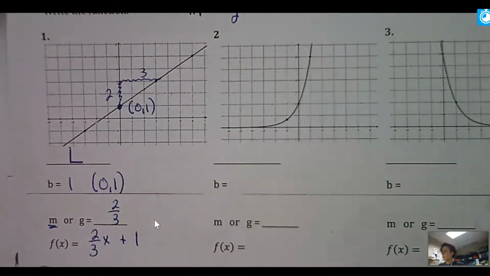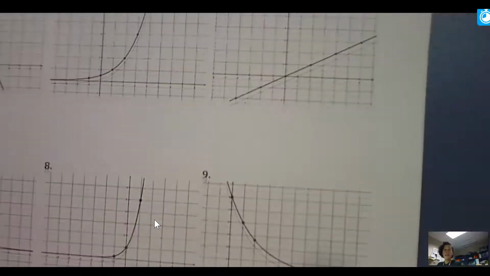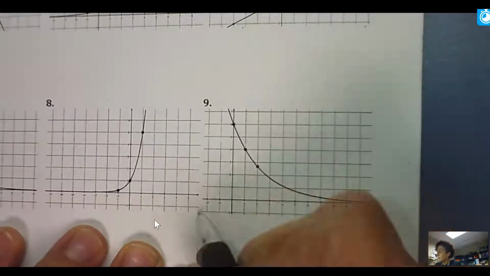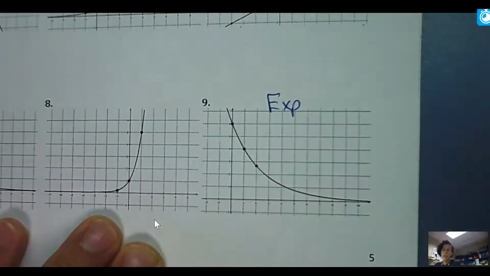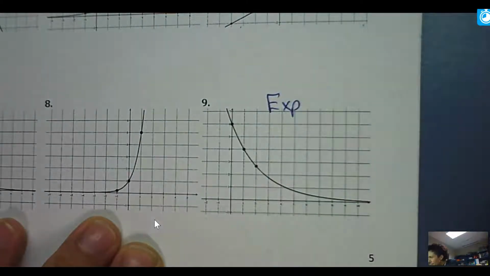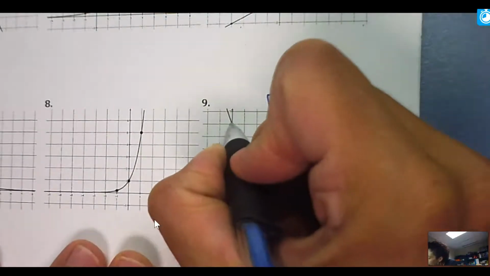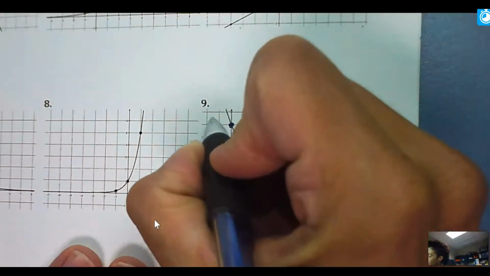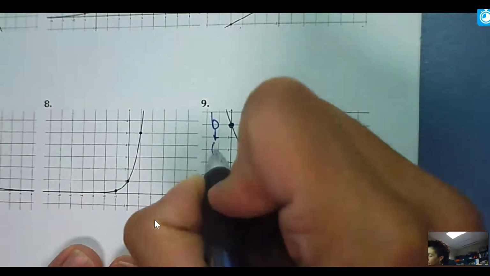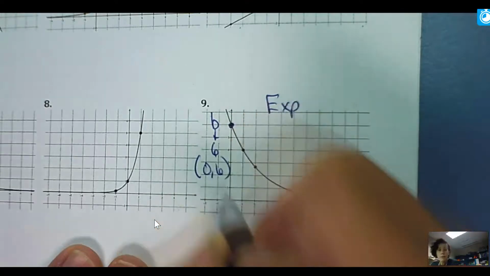So let's do another one. Let's do one that isn't set up for you, and let's do an exponential one. So let's try the last one then. So I can see it's exponential, so I want to make note of that. All right, I'm just going to write it somewhere. Exponential, you could put an E. It says I need the y-intercept, so that's right here. And the scale is going by 1, so that's a 6. So my y-intercept is 6, or as an ordered pair, it's 0, 6.